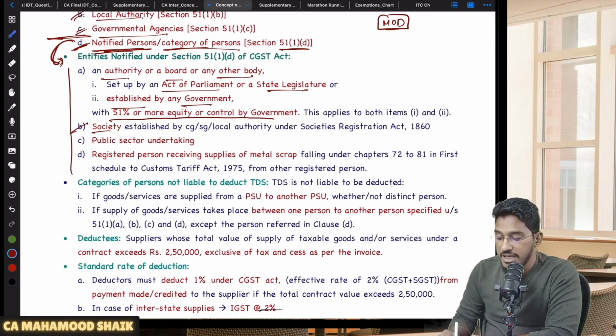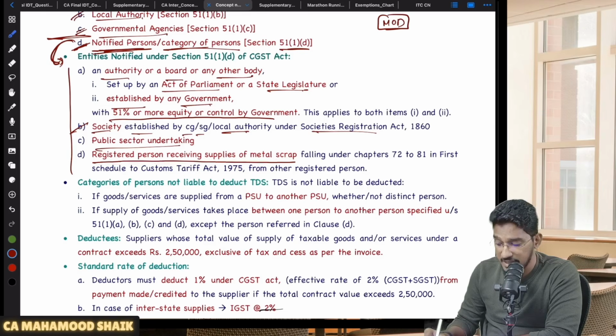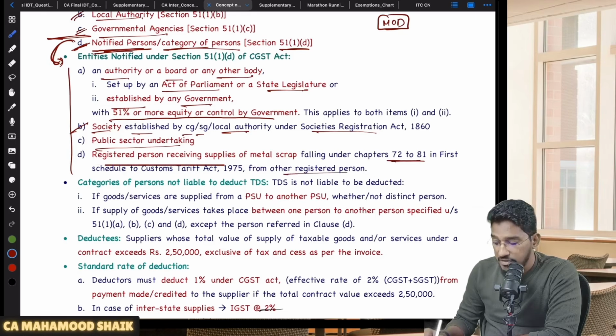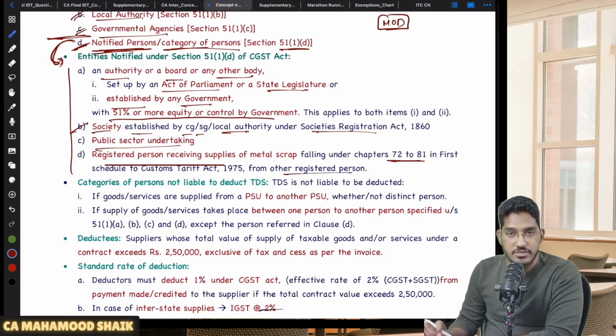And also any society which is established by the central government, state government or local authority under the Societies Registration Act. And even public sector undertakings, PSUs, are also notified, or a registered person receiving supplies of metal scrap. If the recipient is a registered person receiving supplies of metal scrap falling under 72 to 81 in the first schedule to the Customs Tariff Act from another registered person, then also TDS will become applicable.